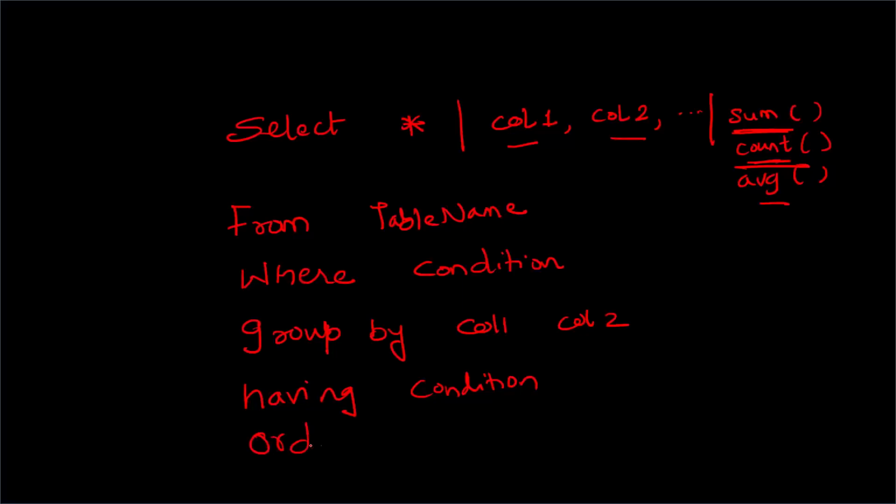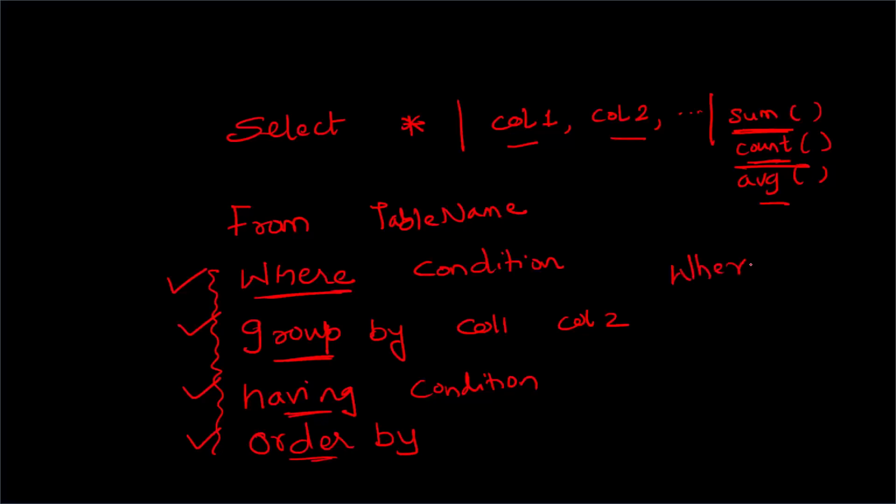Finally, if you want to see the data in a sorted form, you can specify the order by clause. All these are optional. What you need to remember is, in case your query has where, group by, having, order by, in that case these clauses will come in this sequence only. You cannot write a query where you say where, order by, having, group by. You just cannot change their position.